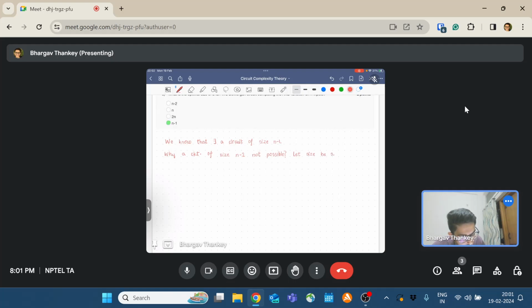There is one output gate. The size is s, and the fan-in is at most 2, because you can have NOT gates, which would have fan-in 1. So since the fan-in is at most 2, s gates can have at most 2s children, right?